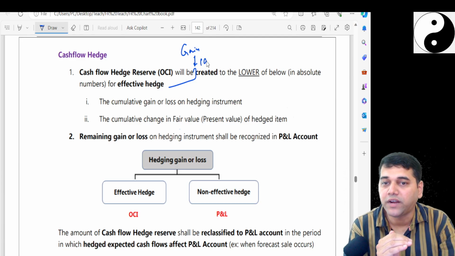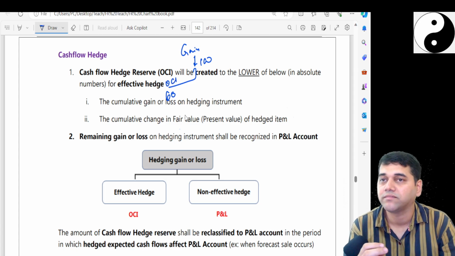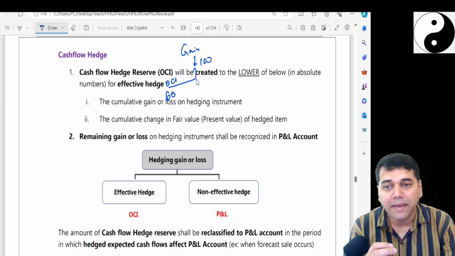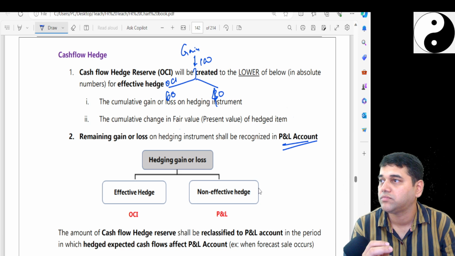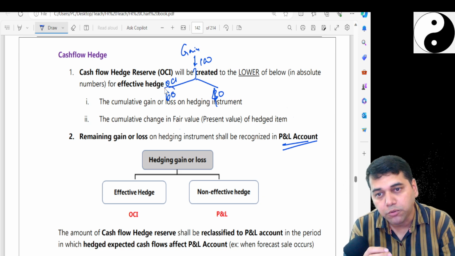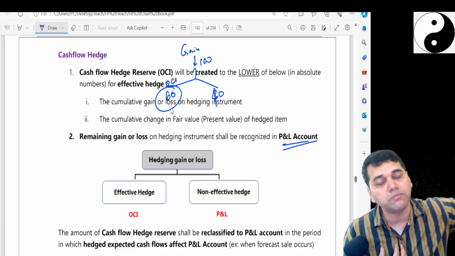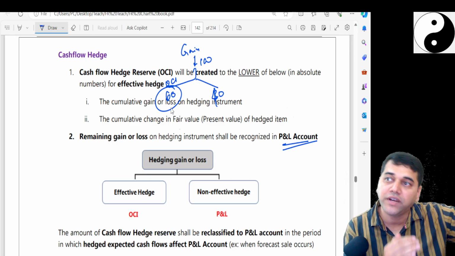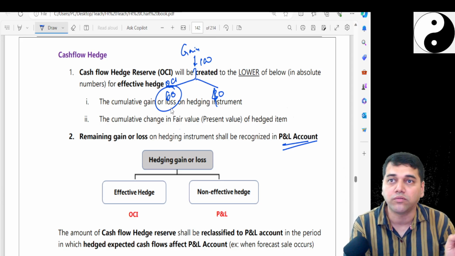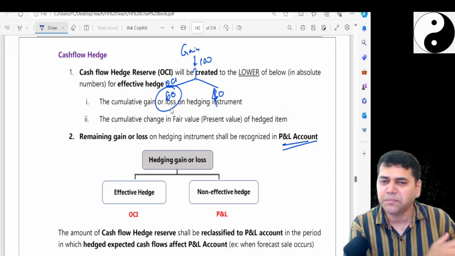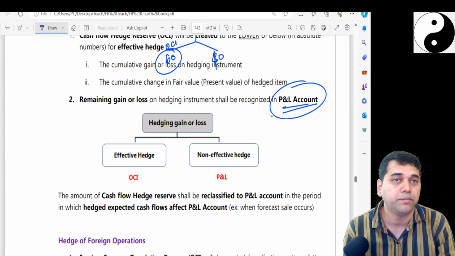Say, for example, out of the 100 gain you have made, 60 will transfer to OCI, and the balance 40 you will take to the P&L account. Up to 60 you can't say it is your profit, because that much loss your company has incurred in the form of a reduction in the market price, in the process of protecting the cash flow. That is a separate calculation, and that much you hedge. So this is your ineffective P&L.